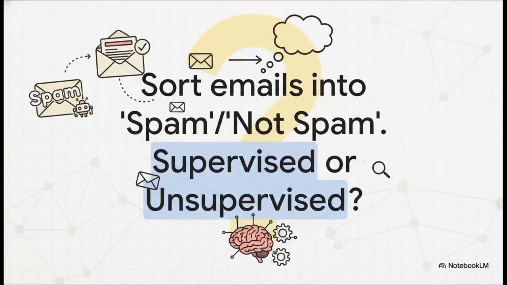Question number 1. Imagine you're building an AI, and its job is to automatically sort emails. The categories are already decided for you, spam and not spam. So which learning method would you use here? Supervised or unsupervised? Just think about it. Do you have an answer key?